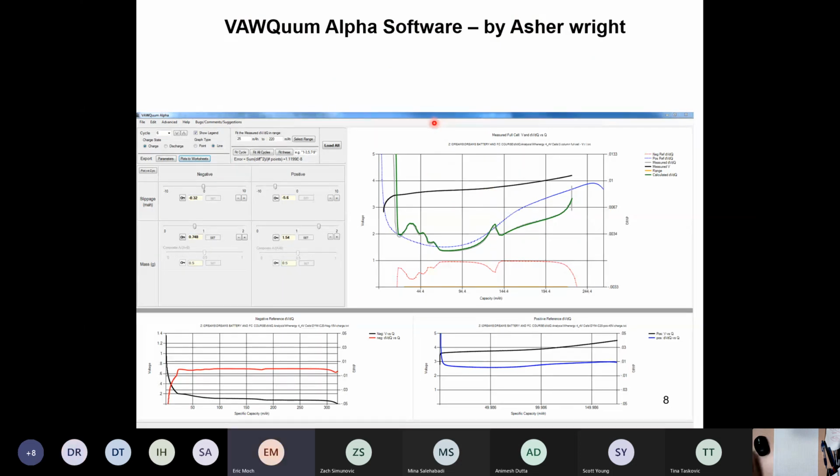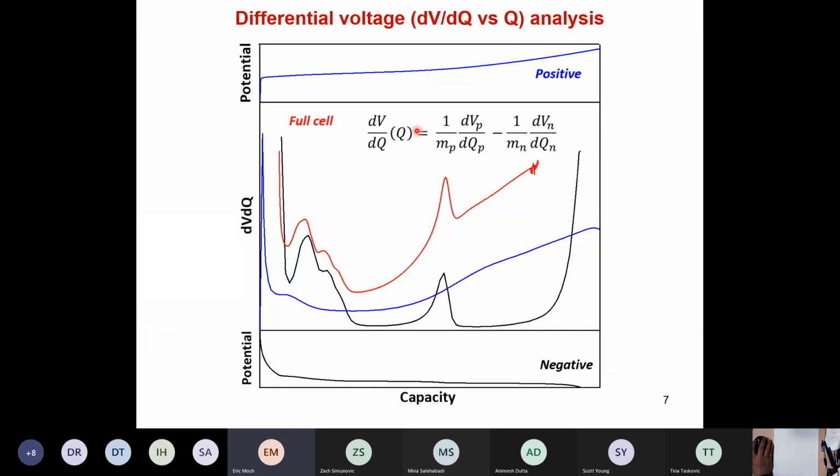Hey Jeff, would we get the same thing in the full cell? The blue, the red curve? Yeah, we're going to see that in just a second. Okay, all right.